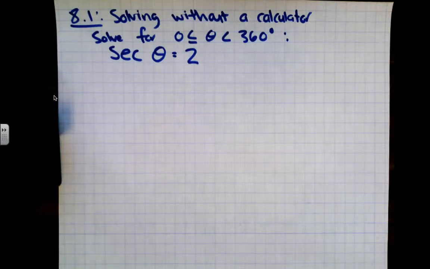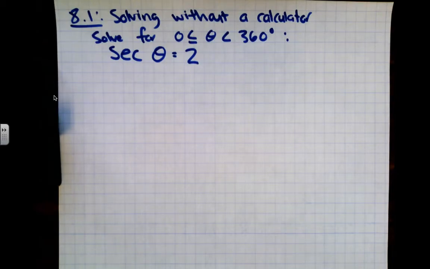What we're taking a look at here is solving trig equations without using a calculator. So we're solving for angles that are between 0 and 360 degrees. Basically, this piece just tells us, are we using radians or are we using degrees? In this case, we would be using degrees. And we're solving the trig equation secant of theta equals 2. So we're looking for the angles that have a secant value of 2.